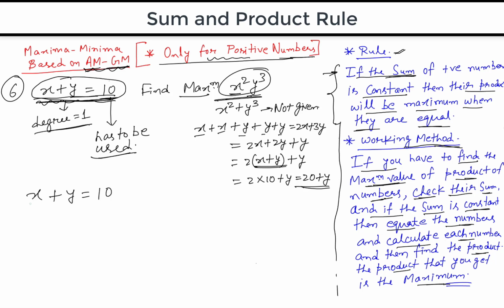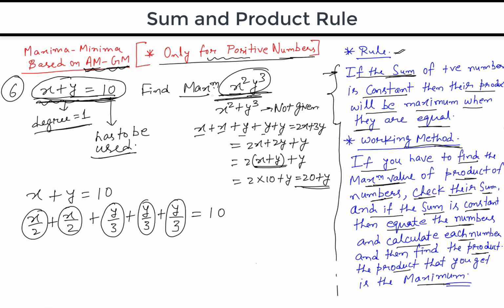In this equation, can I ensure that x appears twice? What should I do? I should make it as x by 2 plus x by 2, isn't it? If I want to make sure that y appears thrice, what should I do? y by 3 plus y by 3 plus y by 3, right? Now this is still equal to 10. Now here you see, to find the maximum value of this product, we need these 5 items to be equal.